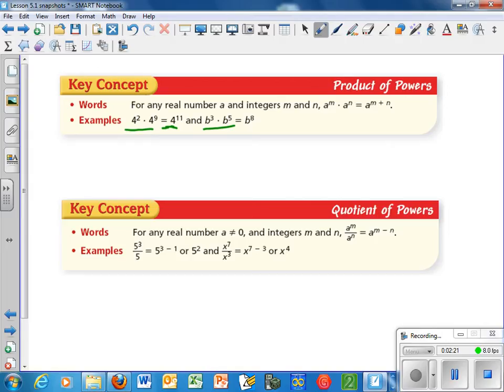When you're dividing, the rule is that you subtract exponents from top to bottom. So for instance, if you have 5 to the third over 5 to the first, remember this 5 on the bottom is just a 5 to the first, so it'd be 5 to the 3 minus 1 power, or 5 squared. If you have x to the seventh divided by x to the third, subtract top to bottom, so it's x to the fourth. So just to give you a couple more examples there. Those aren't in your notes.